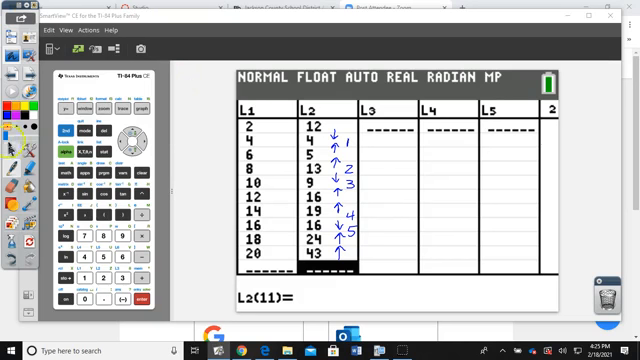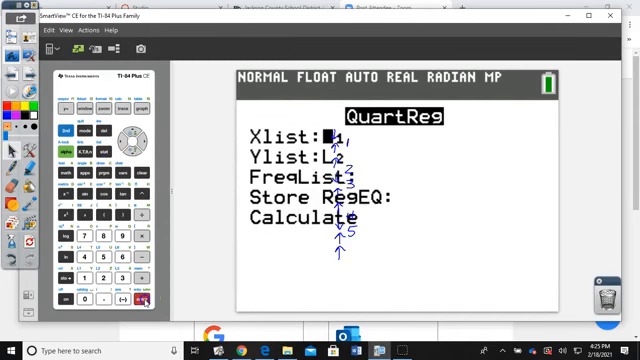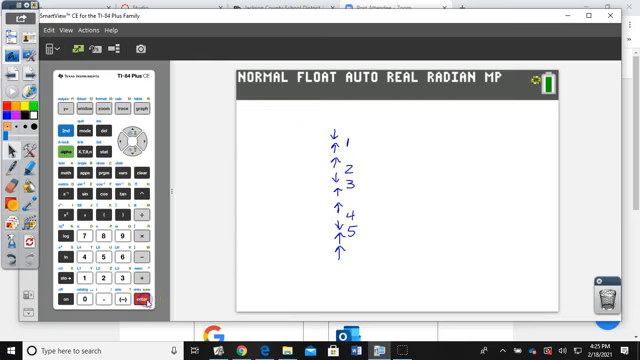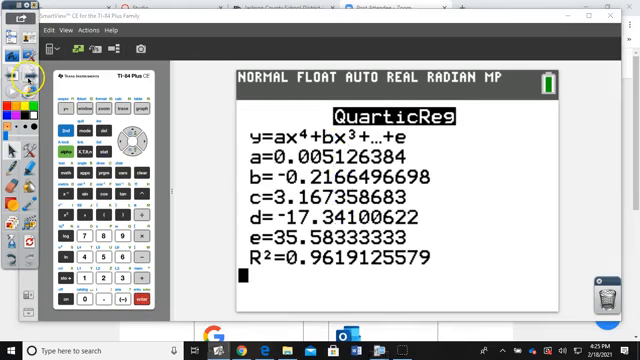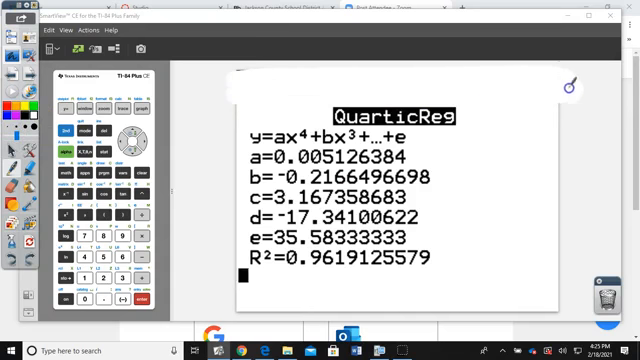So stat, go over to calc, down to quart reg, which is number 7. Enter. And so my equation is going to be, again, some space to write it here because it's rather long, these quartics are.